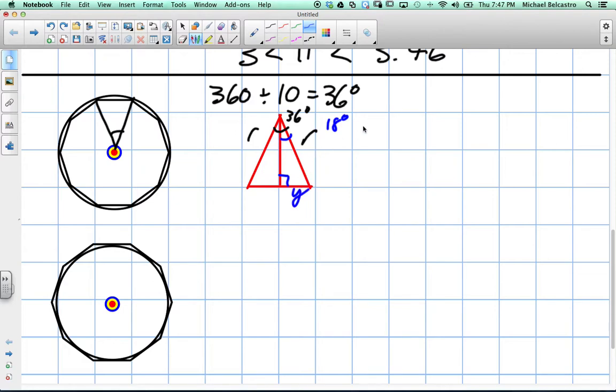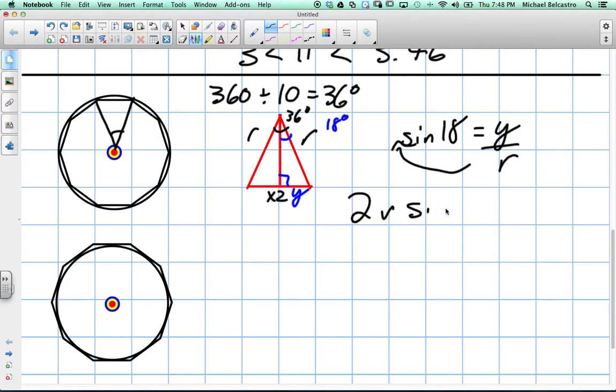In order to find this y, we're going to have to set up a sine ratio. So sine 18 is equal to opposite over hypotenuse, which is our y over r. We move the r over, and again, we'll have to multiply by 2, which essentially is going to give us 2r sine 18 is equal to that entire length. We'll call it L1. Maybe it'll help us make more sense of it.